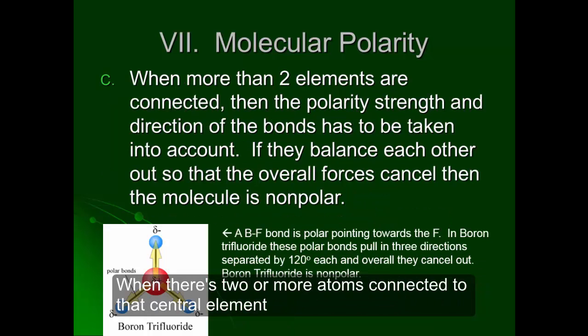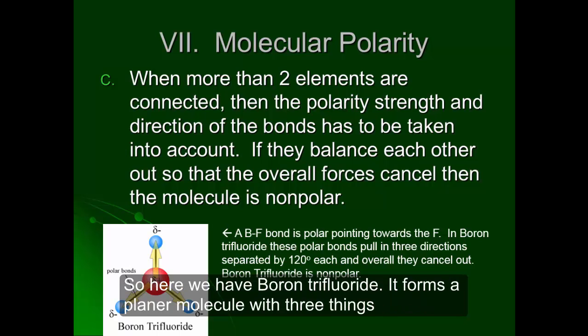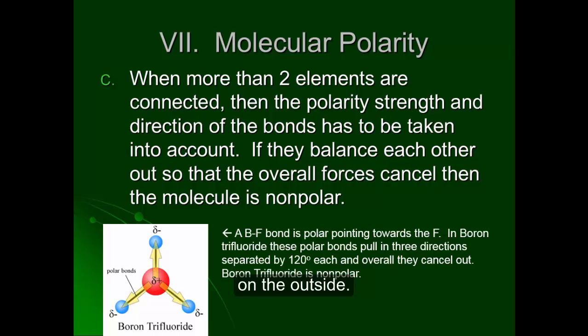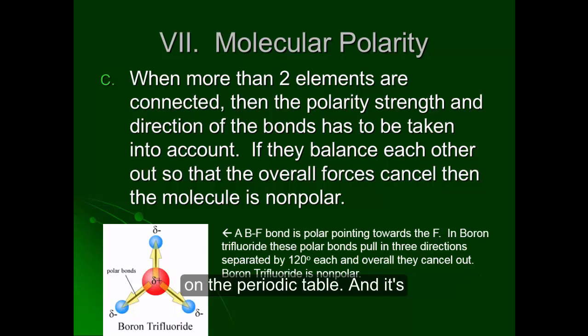When there's 2 or more atoms connected to that central element, then it can be a toss-up. Then you have to figure out whether it's polar or not polar. So here we have boron trifluoride. It forms a planar molecule with 3 things on the outside, in this case, fluorine. And you have boron in the center. And the fluorine is, of course, more electronegative. It's the most electronegative thing on the periodic table.